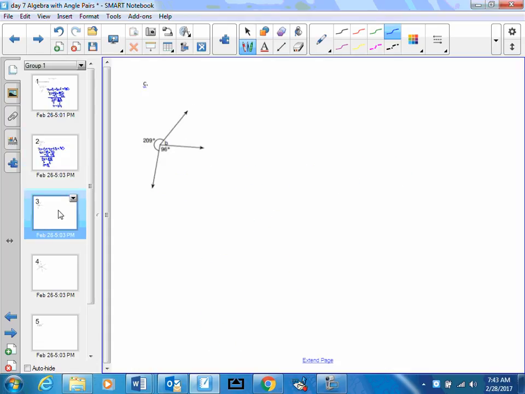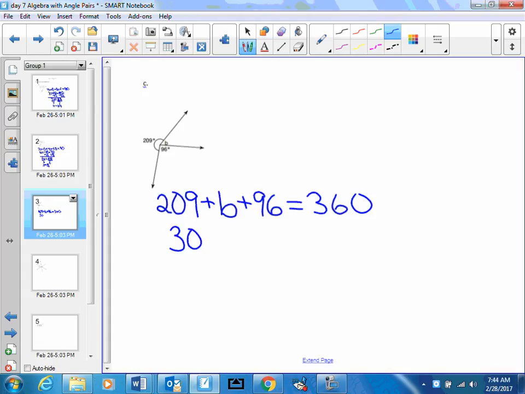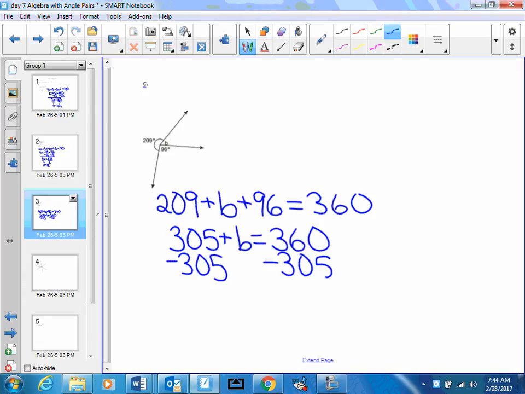Okay, our next example, these are angles on a point. So they have to all add up to 360 degrees. So if I add together 209 with b and 96, I get 360 degrees. Using my calculator to do the adding with the like terms, I get 305 plus b equals 360. And now I start to do my inverses. So I can subtract 305, and I get the value of b is 55 degrees.